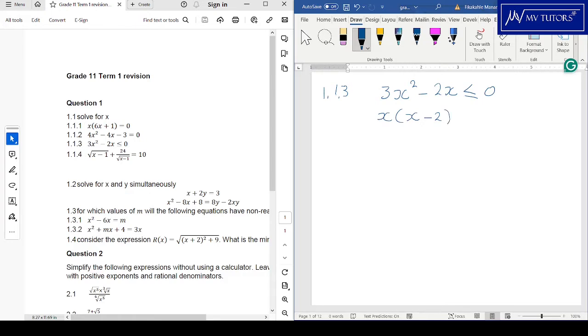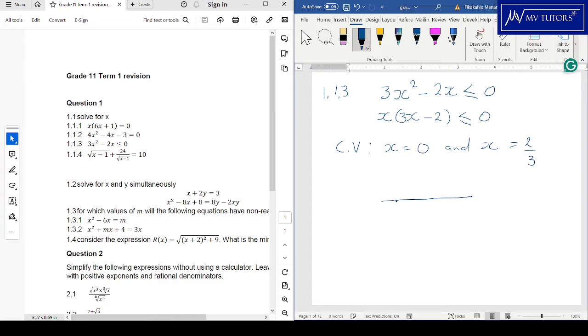Is it? No, I am missing a 3 right here. It's 3x. Okay. So for my critical values then, my critical values, I have x is equal to 0 and x is equal to, if I take the 2 to the other side, it becomes positive, and I divide both sides by 3, 2 over 3. Okay, now I have my critical values, right? So I plot them. Okay, I draw that line there.